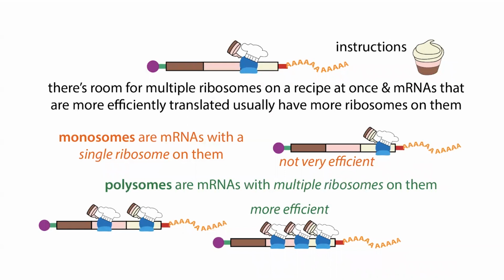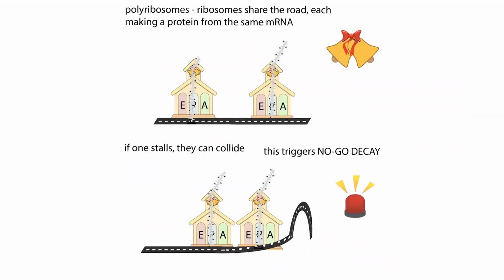And it's also going to give us a way to sense a stalled ribosome, because if one ribosome stalls, it can lead to a collision when the ribosome behind it comes along and can't go farther.